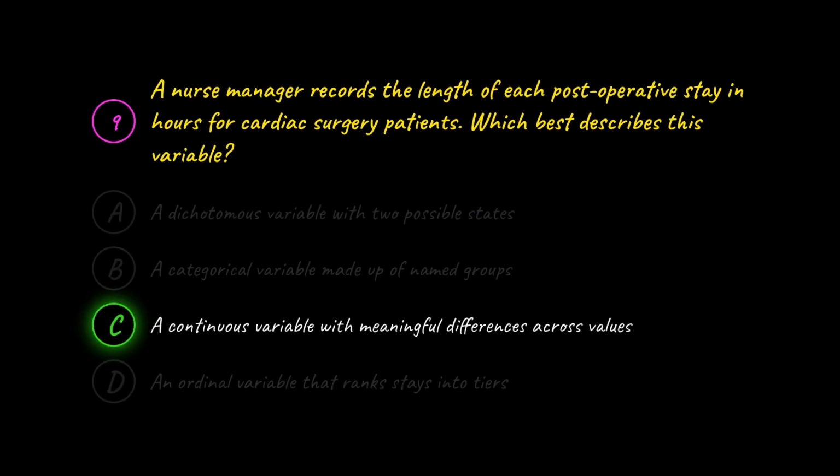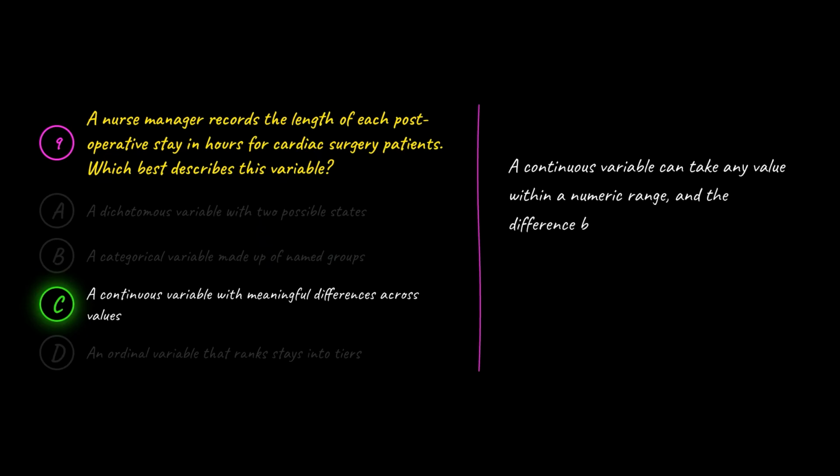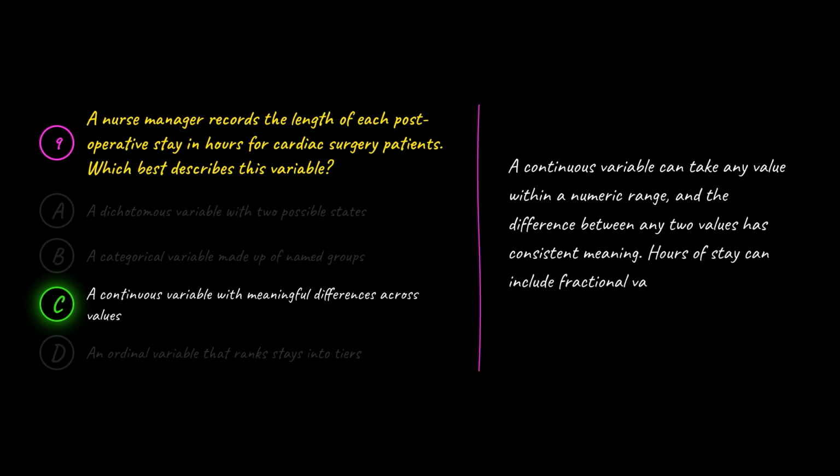The correct answer is C, a continuous variable with meaningful differences across values. C is correct because a continuous variable can take any value within a numeric range, and the difference between any two values has consistent meaning. Hours of stay can include fractional values and supports arithmetic, such as averages and standard deviations. That mathematical richness is what makes it continuous.